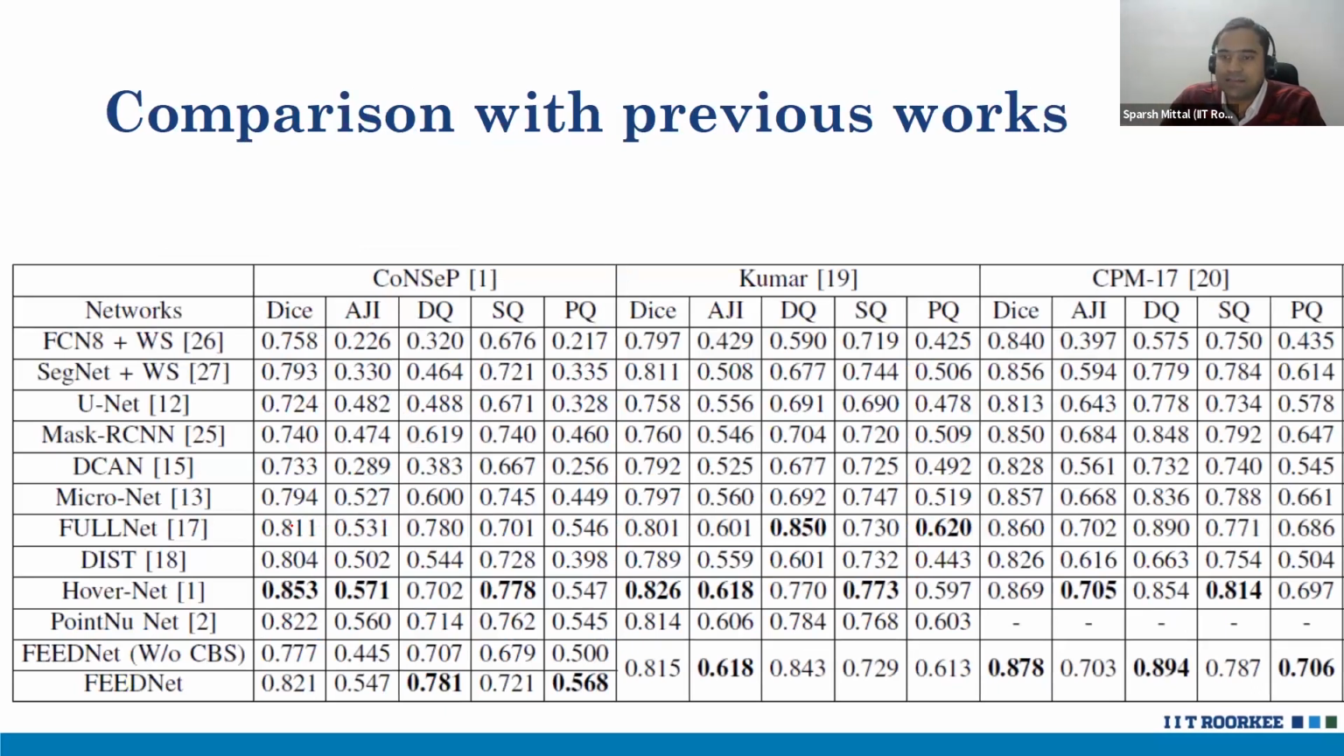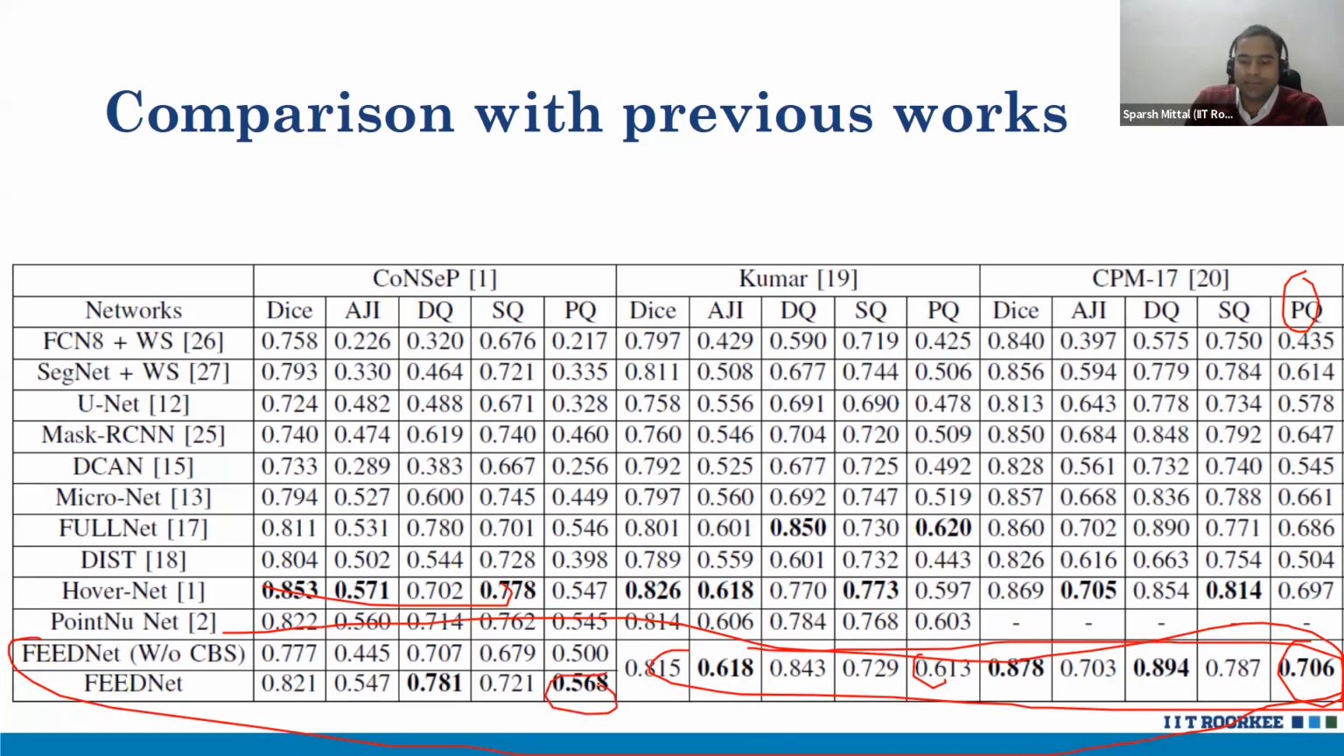This is my last slide. On the CoNSeP data set, maybe HoverNet is generally the best. Our technique is best on some metrics, not on all of them; we are generally either the best or second best. But on Kumar and CPM, we are better. On most metrics, and actually the PQ metric is the most important one, we are best on PQ here, second best here, and best on the PQ metric here as well. Different metrics convey different amounts of information.